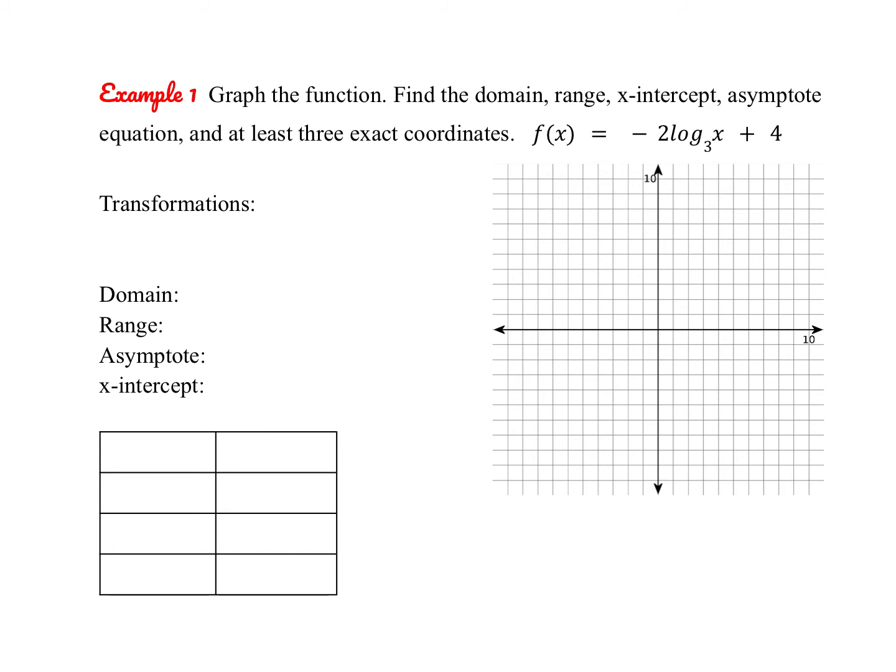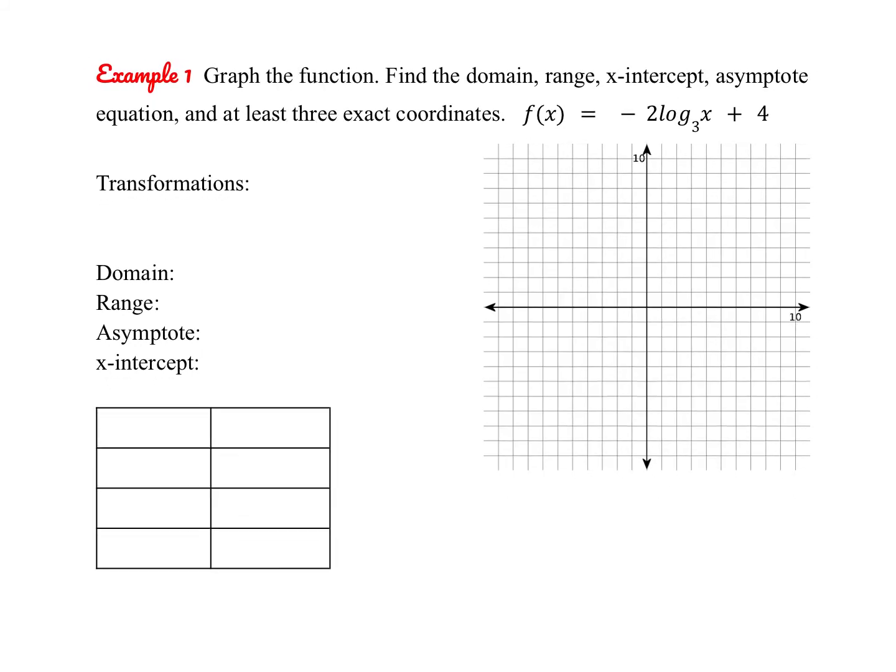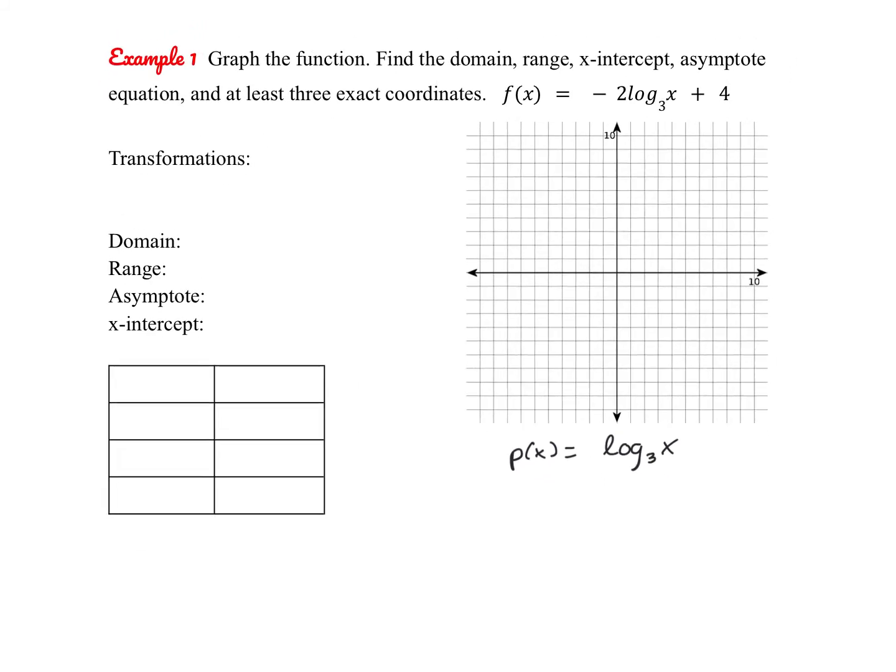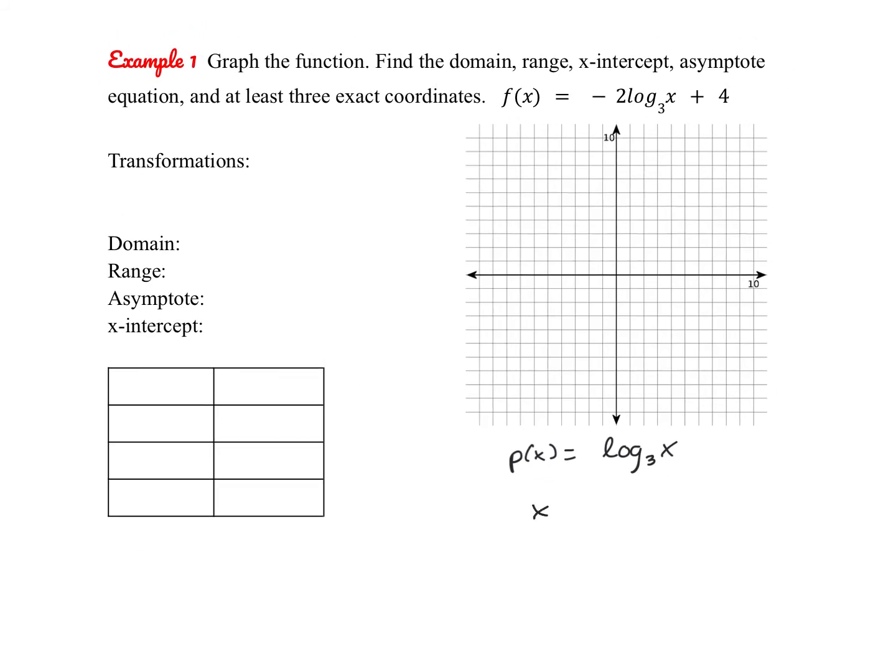All right, let's try one together. So we're going to graph, find the domain, range, x-intercept, asymptote equation, and at least 3 exact coordinates. So we could see here that our parent function is a base 3 logarithm, log base 3 of x. So we could find 3 coordinates from our parent function.